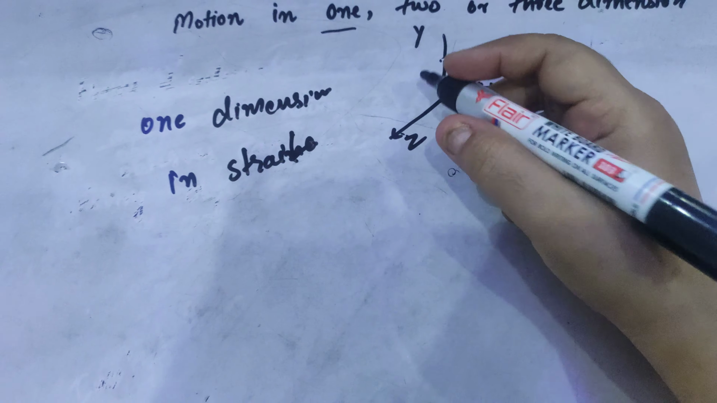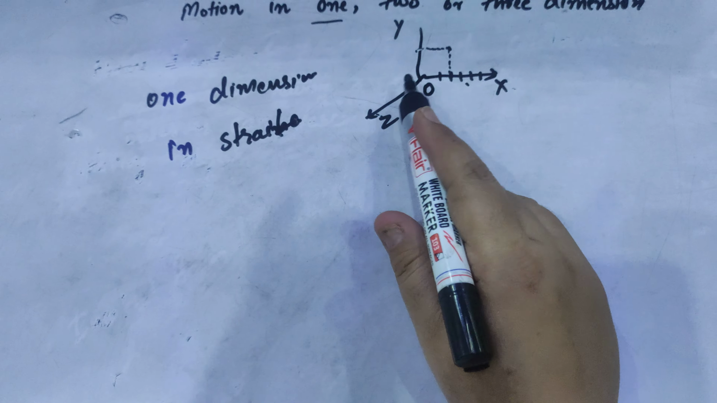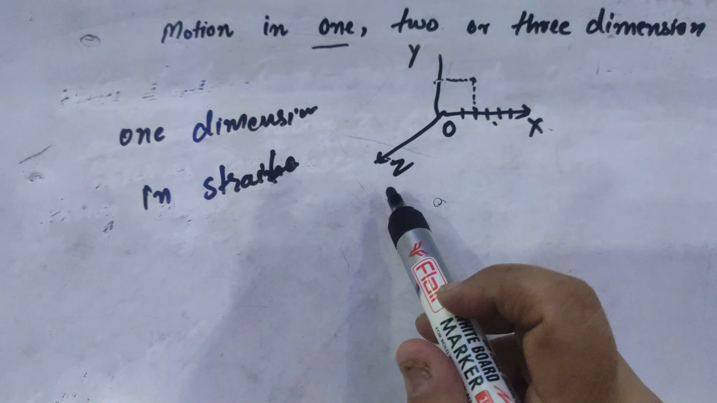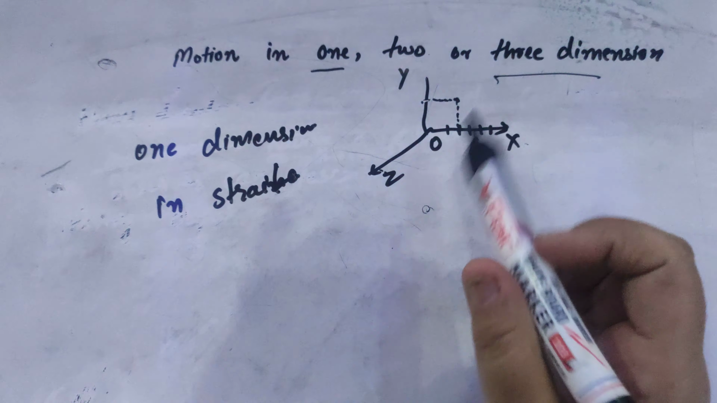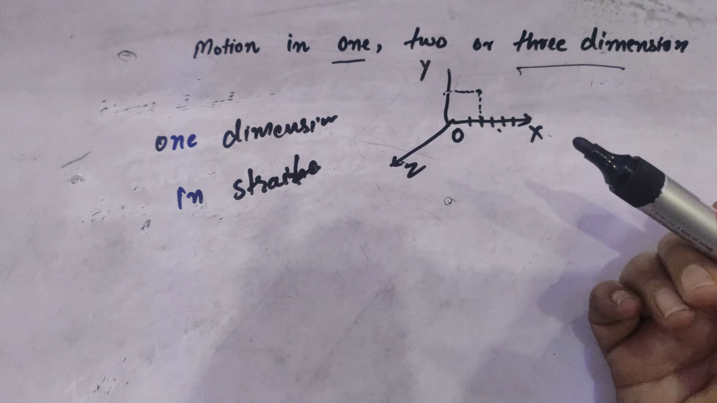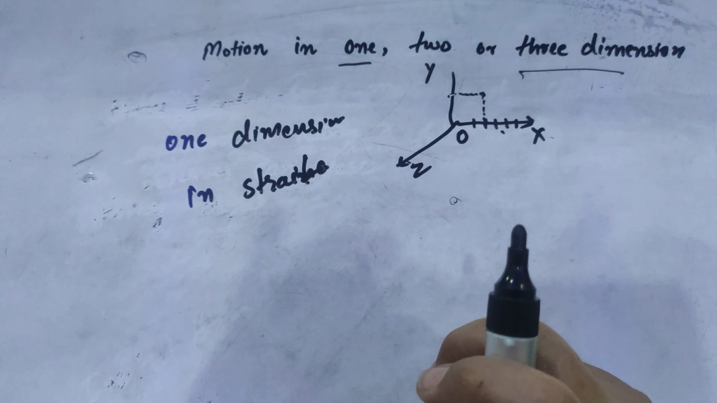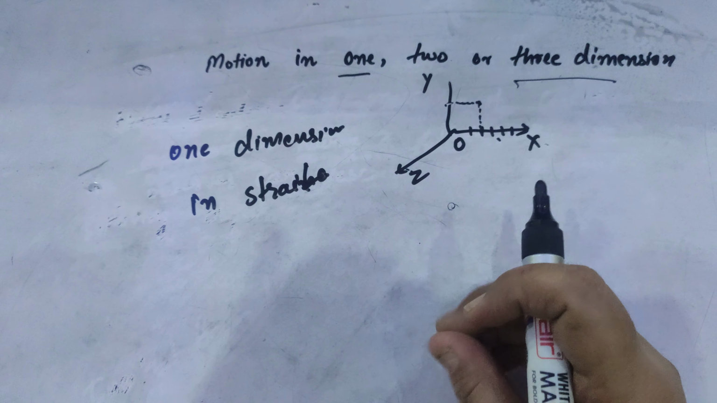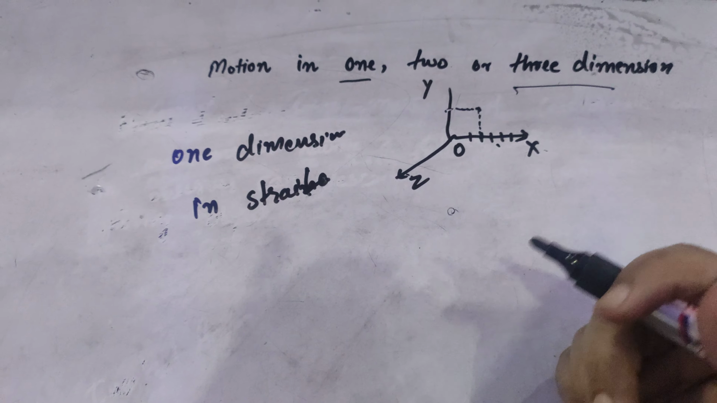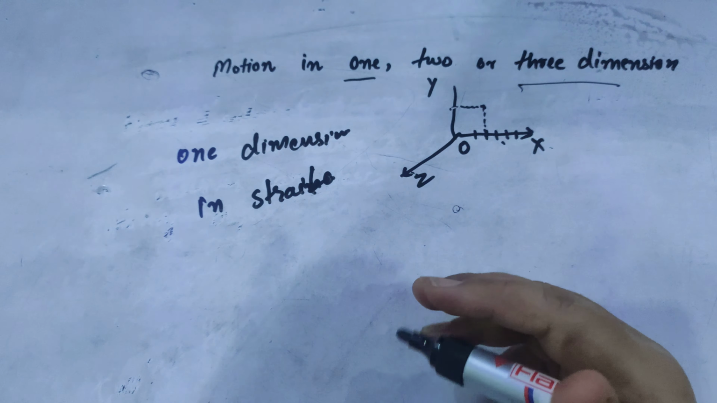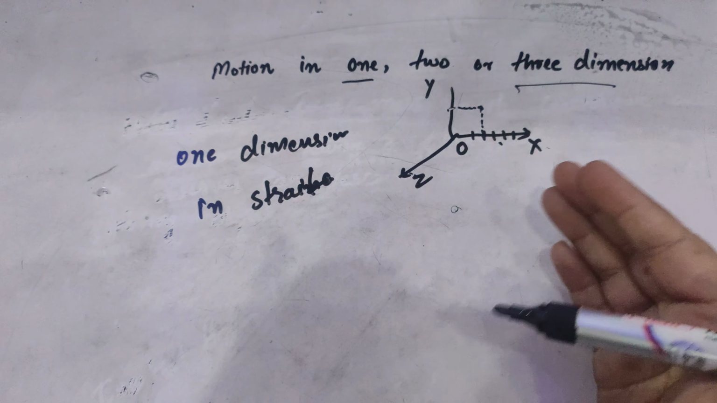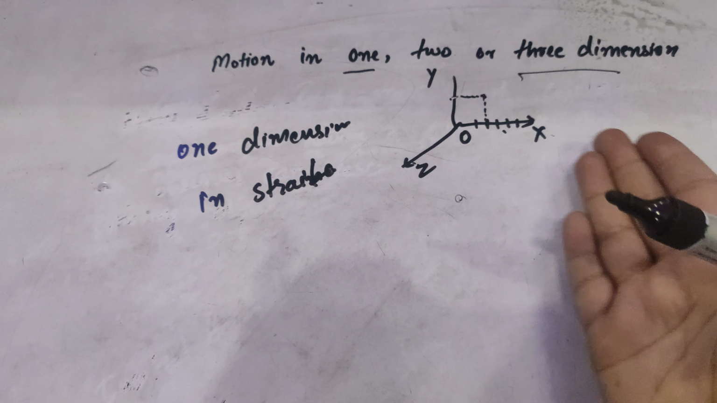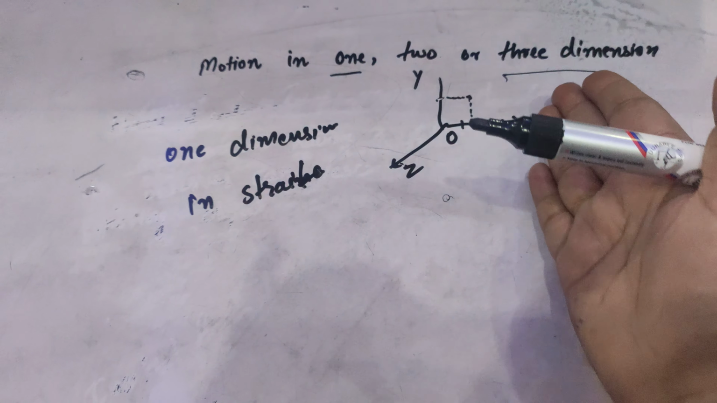Now the third case, when all three coordinates x, y and z are changing, that motion is said to be three dimension motion. For example, the motion of a gas molecule, or a fly flying in a room, or the flying of an aeroplane. In this case all three dimensions of the coordinate system change, so that is why these are called three dimension motion.